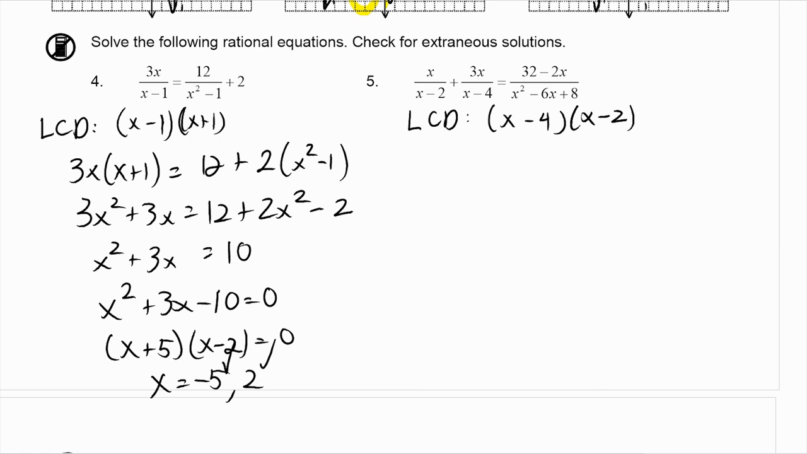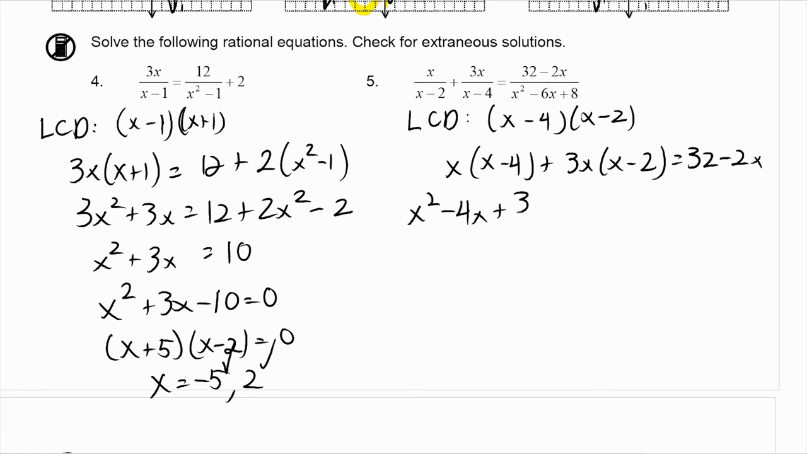So the bottom one for the first term is going to be x times x minus 4. The second one is going to be 3x times x minus 2. And the right-hand side really does not need to be adjusted at all. So distribute. x squared minus 4x plus 3x squared minus 6x is going to be equal to 32 minus 2x.